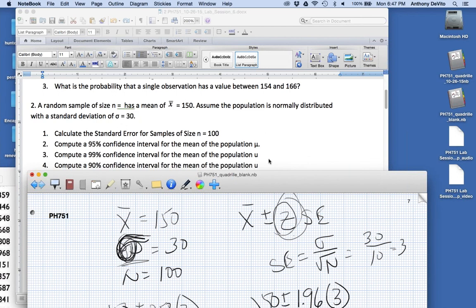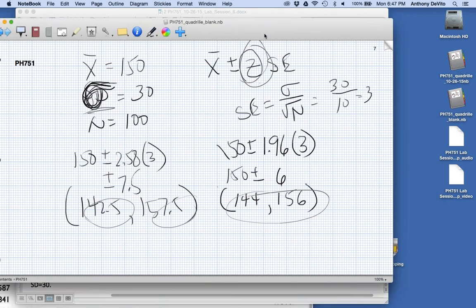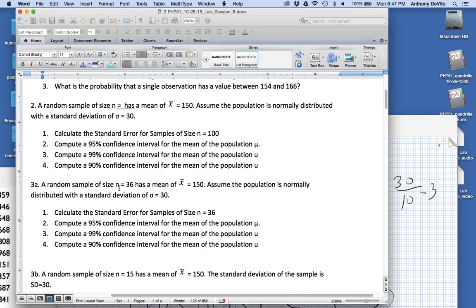Okay, and finally, it might ask you for a 90% confidence interval. I'm not going to bother with that one because we know it's going to be exactly the same, except we're going to use 1.64. And it's going to be the narrowest. It's okay for it to be narrow because that's the one that we have the least confidence in, right? Okay, good. Let's take a look at the next one.